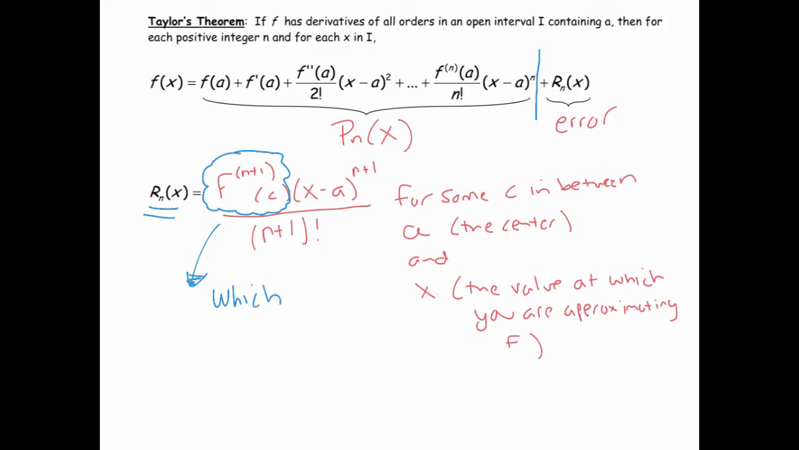So it's unclear how you find that c, and in fact, this is really an existence type of formula or theorem, because it doesn't show us how to find that c value. So what we're going to do instead is we're just going to figure out what this expression here, the n plus first derivative at c, what it can't be greater than. We're going to bound it.